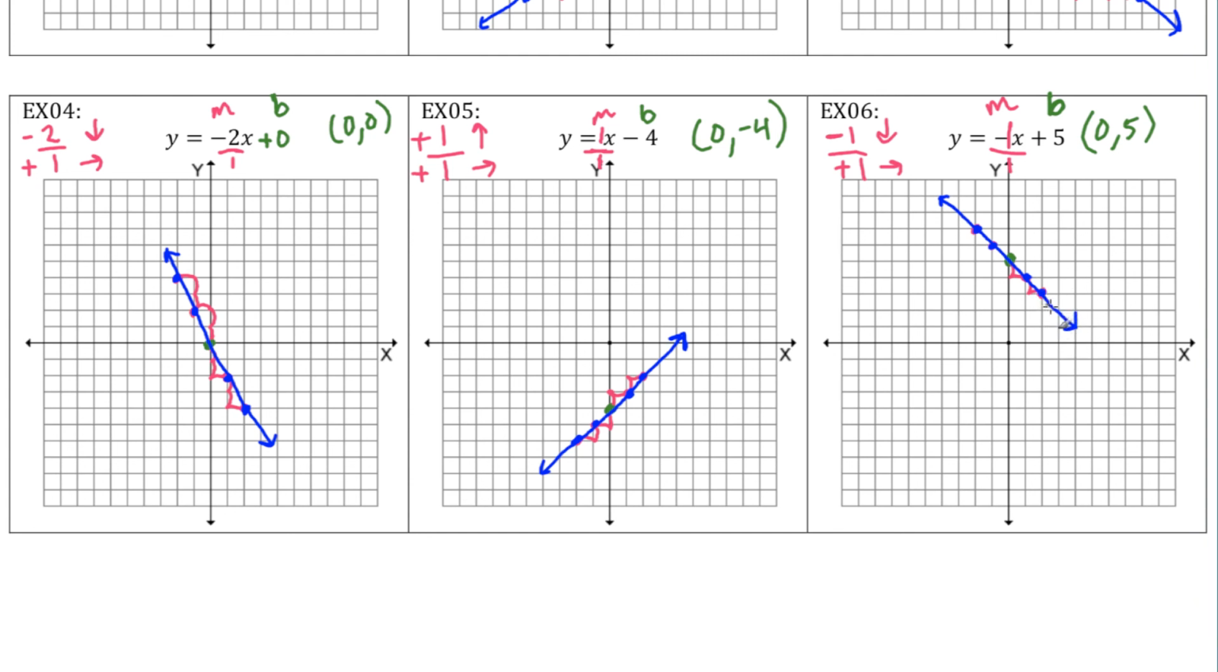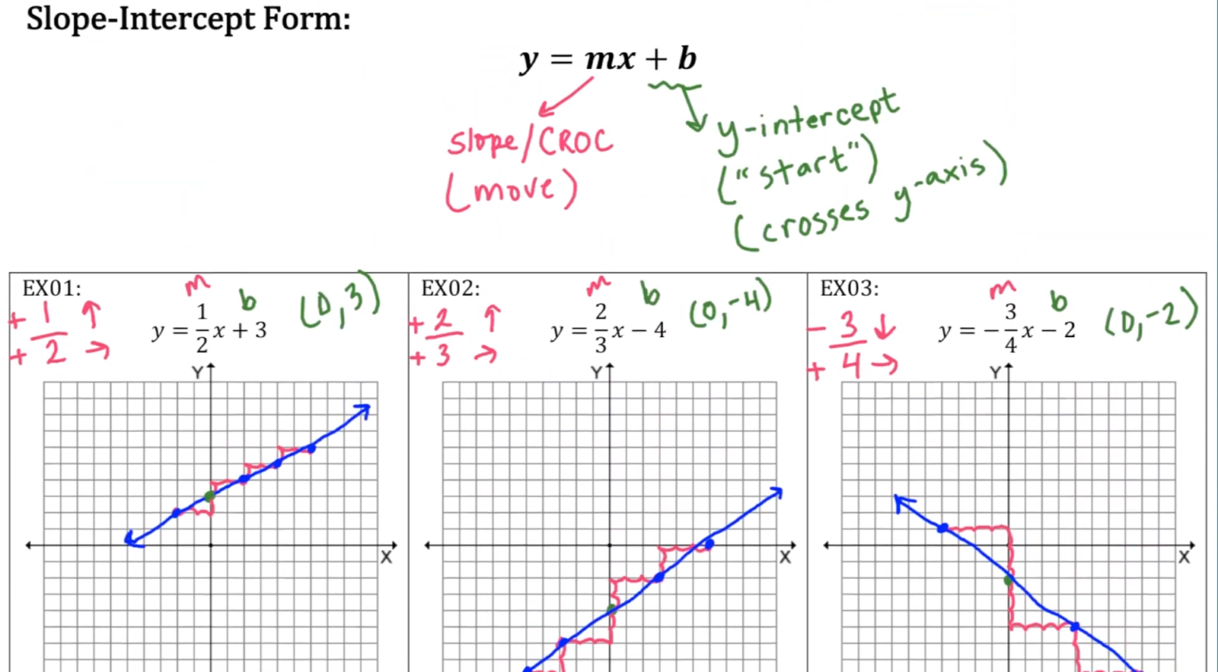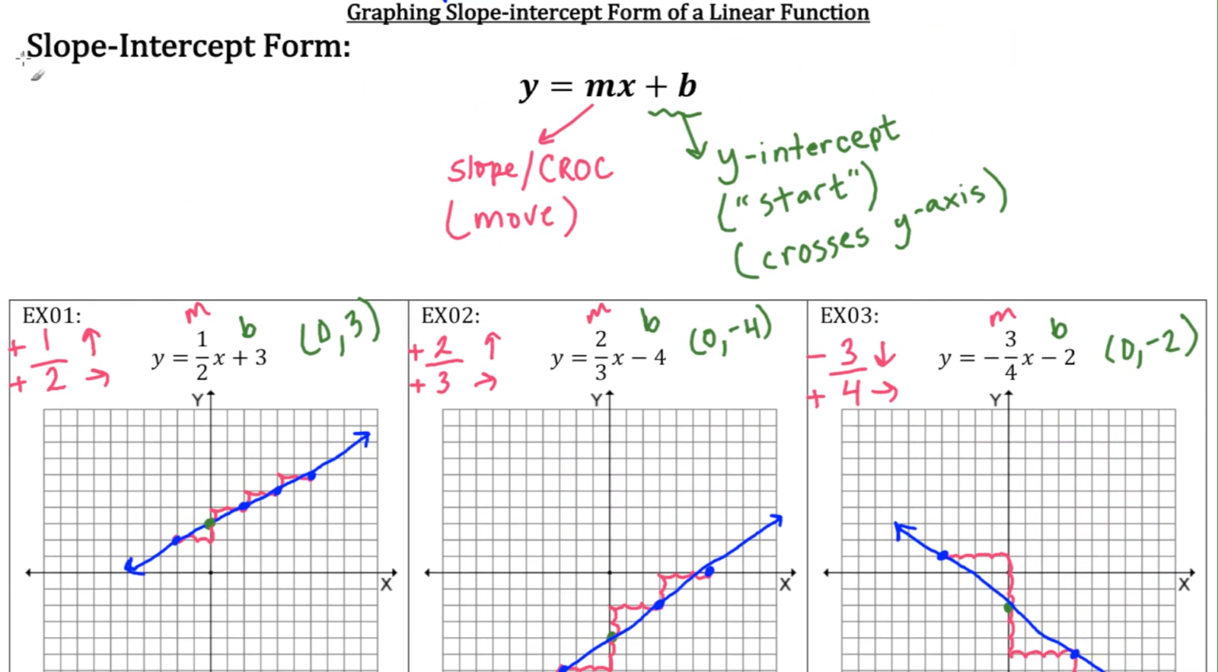All right, cool. And so basically all we did, just as a quick reminder, is we use our slope-intercept form, which is y equals mx plus b. And we took these equations in slope-intercept form, and we graphed their solutions using the slope and the y-intercept. And that is it. Thank you.